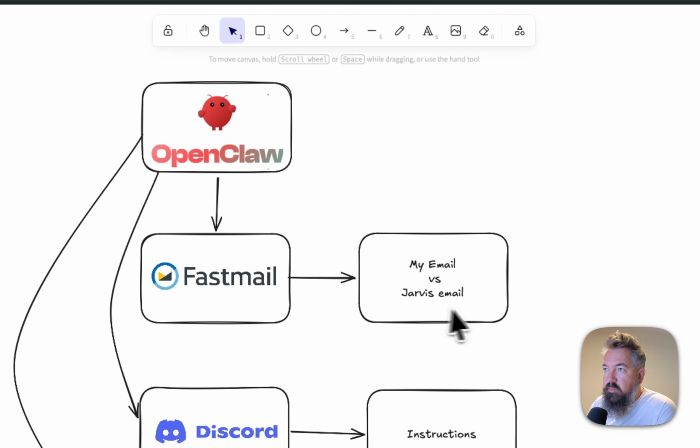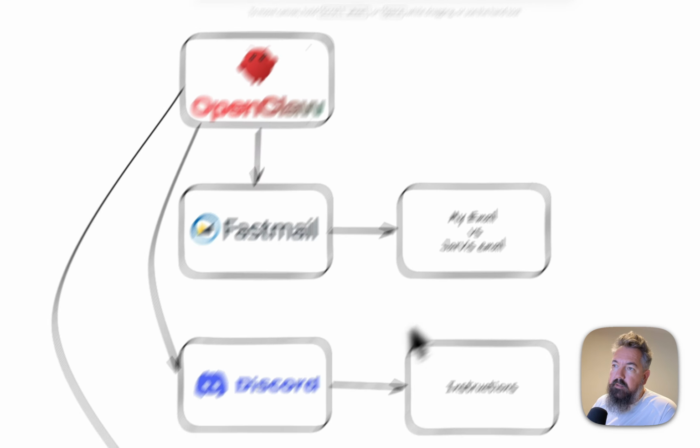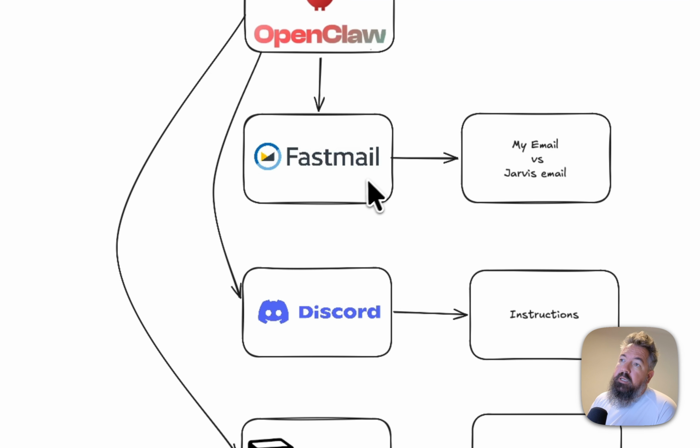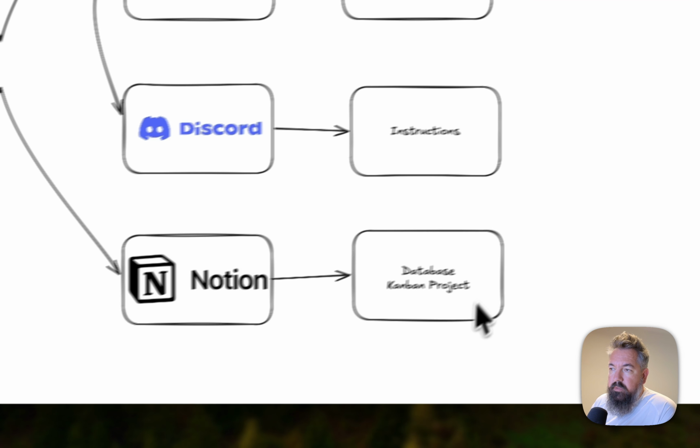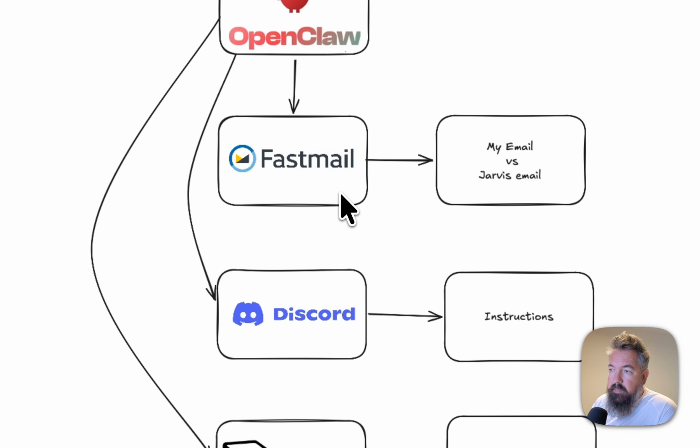OpenClaw, how it connects to Fastmail, my email versus Jarvis's email, Discord, the interactions with Discord instructions, and eventually connecting to Notion with a database and a Kanban project.